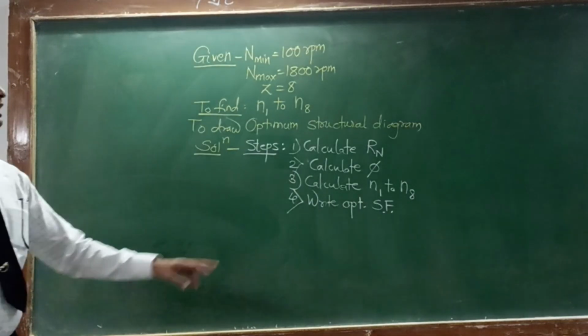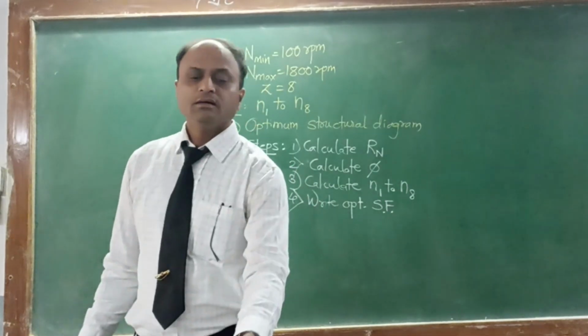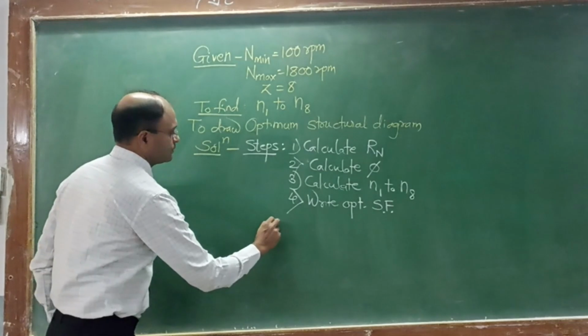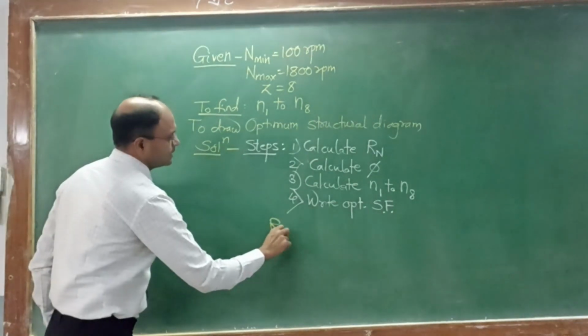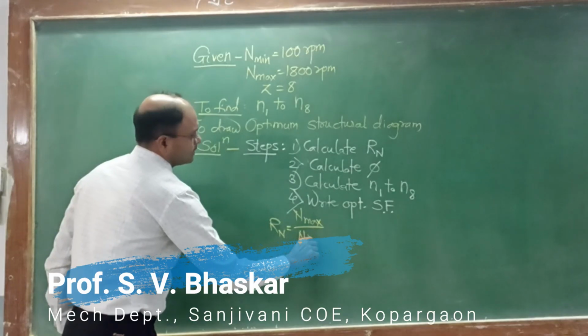We have to find Rn. What is Rn? Rn is n max upon n min. Meaning of Rn is range ratio. So first of all, we have to find Rn, that is equal to n max upon n min.